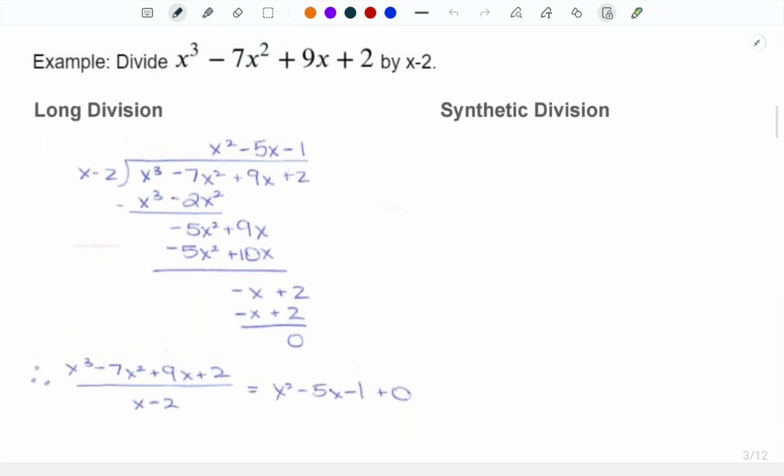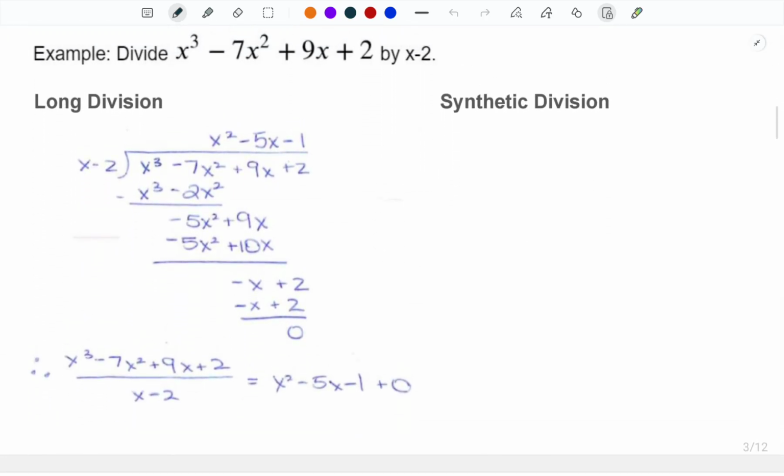Okay, so let's look at x cubed minus 7x squared plus 9x plus 2 divided by x minus 2. We have already on our sheets the long division process. So it works, it gives you an answer, and we get that. What we can do instead is this thing called synthetic division. To start synthetic division, we do this L shape.